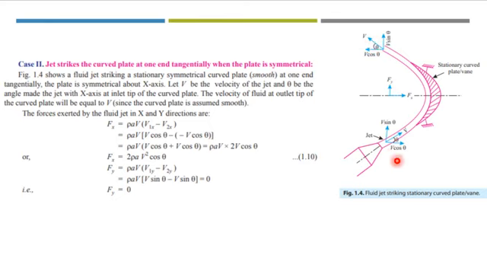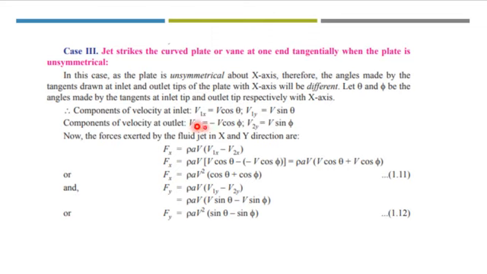So remaining figure will be the same. The only difference will be in the angles. So upon entering these values in impulse momentum equation to derive expression for Fx and Fy, we get Fx equals rho av square into cos theta plus cos phi, and Fy equals rho av square into sin theta minus sin phi. So these were different cases of plates which were stationary. In the next lecture, we will discuss the same cases when the plates will be moving.